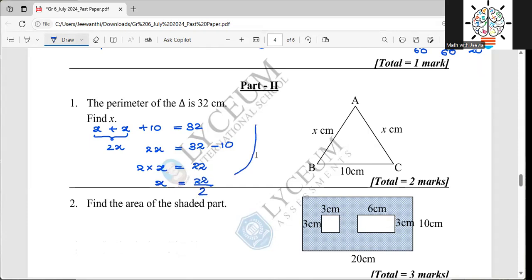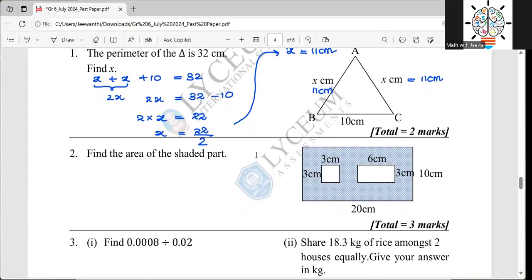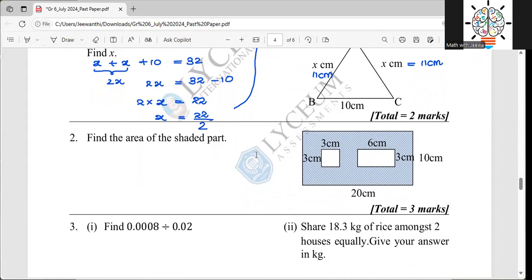So then x is equal to 11. X is equal to 11 centimeters. If needed, you can write here 11 centimeters. And here also 11 centimeters. 11 and 11, 22. 22 plus 10, 32. Right. So then the next one, find the area of the shaded part.